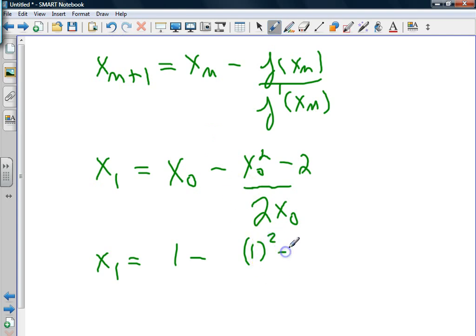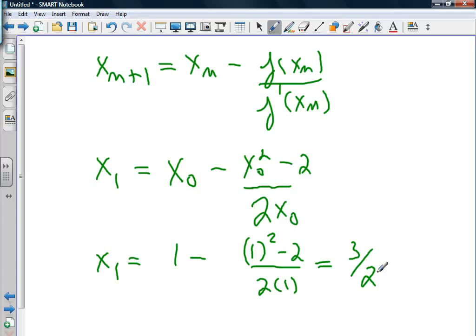1 squared minus 2 over 2 times 1. All right, so let's evaluate that. 1 squared is 1, minus 2, negative 1, over 2 times 1, so negative 1 over 2. Subtract a negative 1 over 2, you're adding 1 half. So what's the answer? 1.5, 1 and a half, 3 halves? How about 3 halves? All right, so that's my next guess.